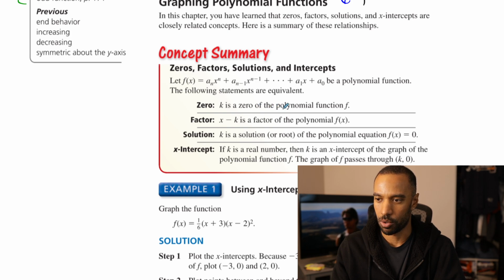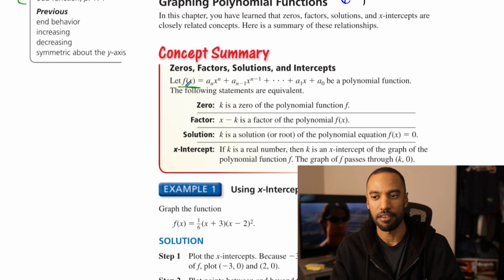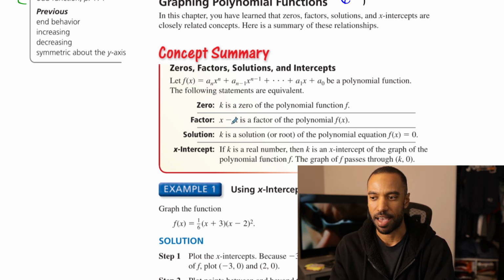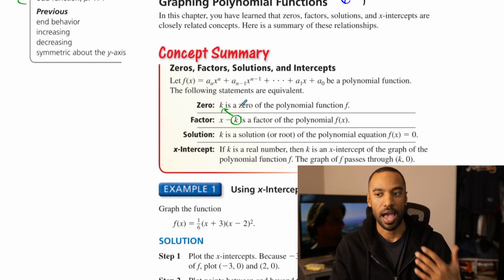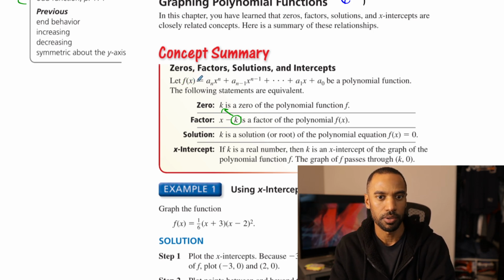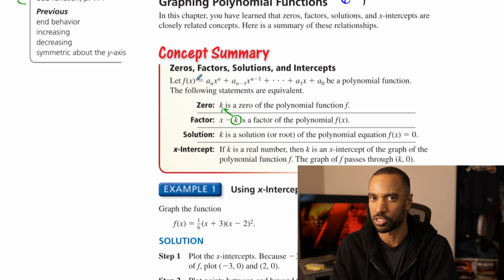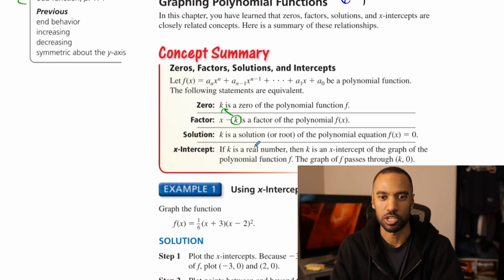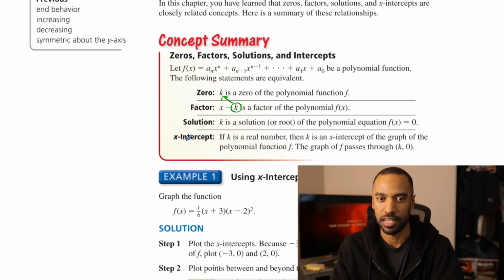K is a zero of the polynomial function f in this scenario when you have a polynomial. That means you're going to have the equation say f of x equals, and then you need to set it equal to 0. Factor is when something's in factored form, and then the zeros exist within the factorization right there. Solution is when you have the equation already set equal to 0 and they ask you to solve for x in that scenario. It's not always set equal to 0, but when they're asking you to, that's what you generally want to do, set it equal to 0. And then x-intercept is the value of x when y equals 0. So when you find that value, that's what it is.